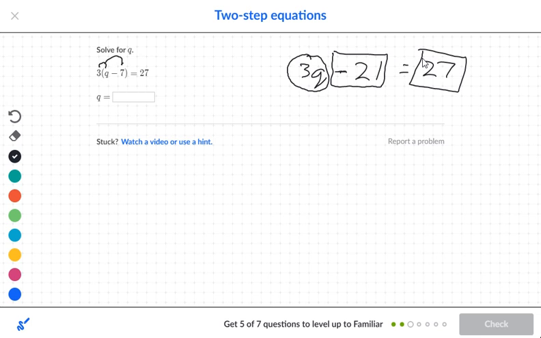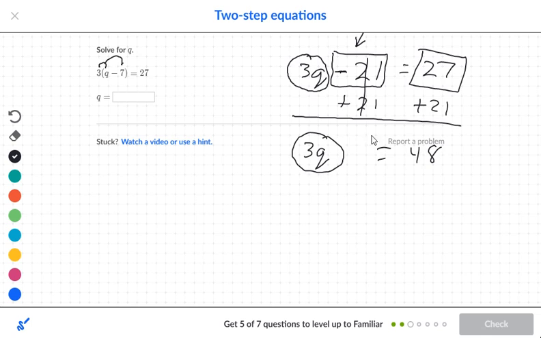Okay, remember, we want to get one circle equal to one box. So to get this circle by itself, we're going to move that box out of there. This is going to be a plus 21, because when you move something, it becomes opposite. So we end up with 3q. This is now gone. This is 48. Now test it. Do we have one circle equal to one box?